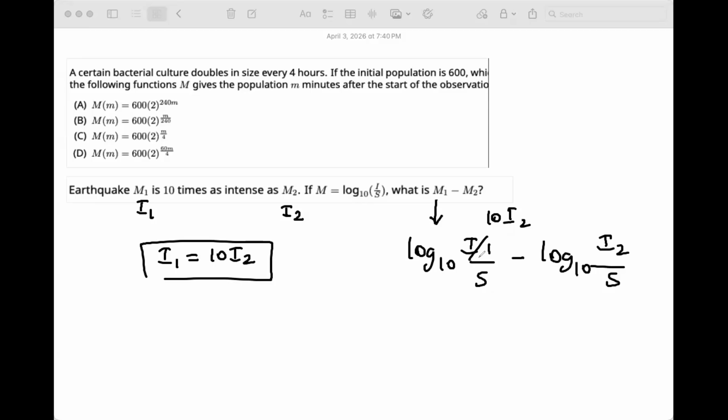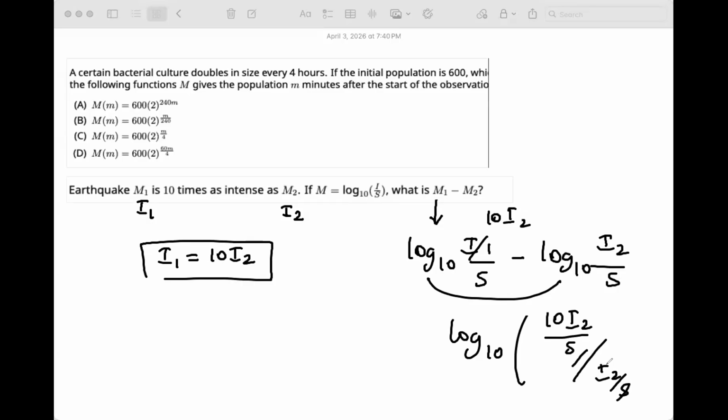So if you see this, it's subtraction. Since the log base is 10, you can convert it to division. So it ends up with 10 I2 by S divided by I2 by S. This will get cancelled. It would be log base 10 of 10, which will be 1. Make sense, guys?